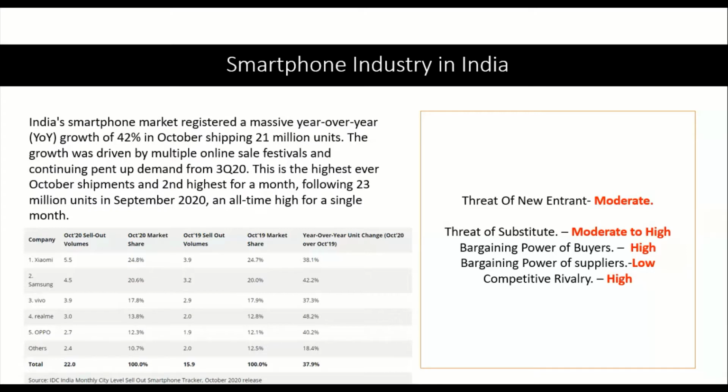So, overall, if we analyze the smartphone industry on the five forces of new entrant, substitute, bargaining power of buyers, suppliers, and competitive rivalry, then the industry has its own definition. It has been divided into these five different classifications. The new entrant threat will be moderate, the substitute will be moderate to high, the bargaining power of buyers will be high, the bargaining power of suppliers is low, and the competitive rivalry is very high.